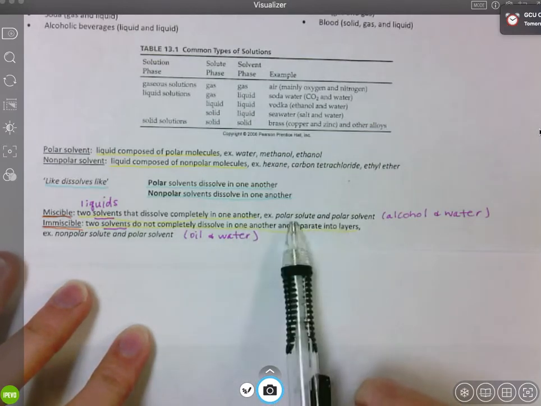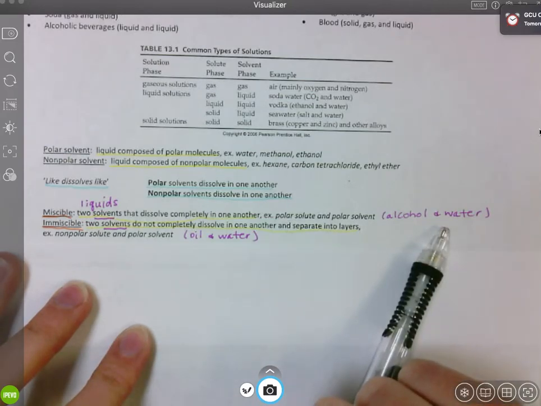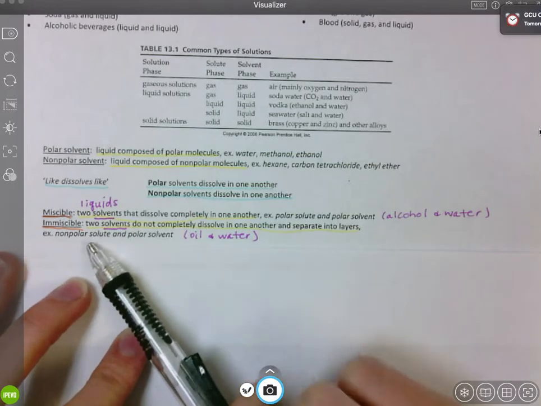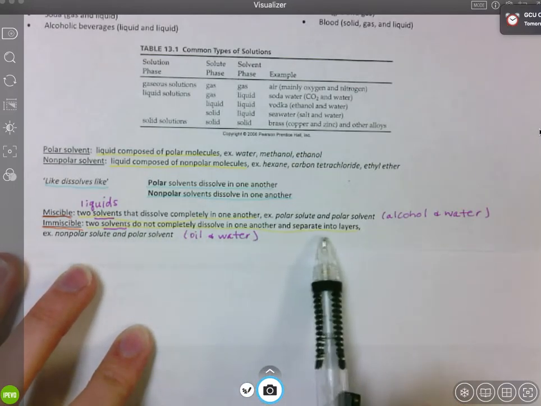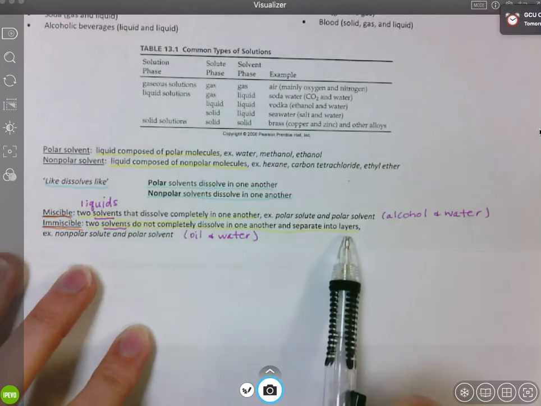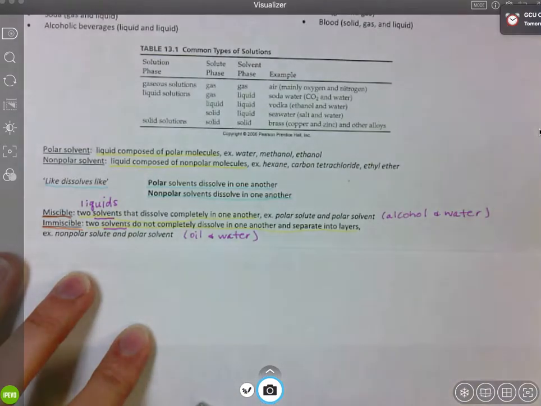So a polar solute and a polar solvent. So alcohol and water, for example. Immiscible, so these are two solvents that do not completely dissolve in one another and separate into layers, so they don't mix. So a non-polar solute and a polar solvent. So for example, oil and water.